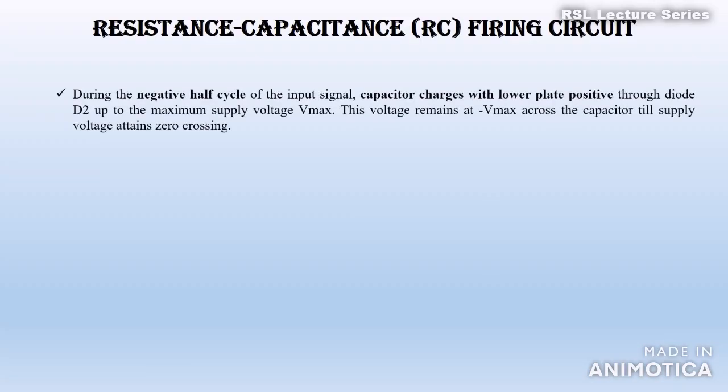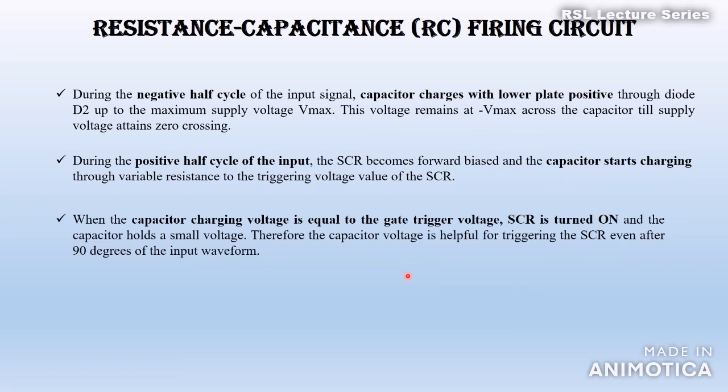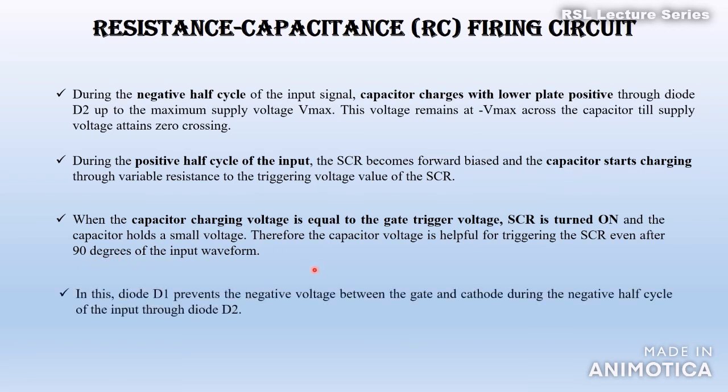So this is what we have discussed. During the negative half cycle, the capacitor charges, and during the positive half cycle, the SCR becomes forward biased and the capacitor starts charging through the resistance to the gate triggering voltage. Once the voltage equals the gate triggering voltage, the SCR is turned on. The SCR can be triggered during the positive half cycle only due to the presence of this diode D1. During the negative half cycle the SCR cannot be triggered. So this is half wave triggering, RC half wave triggering.